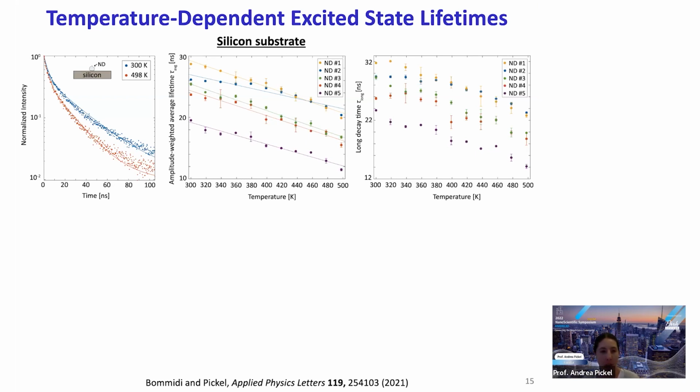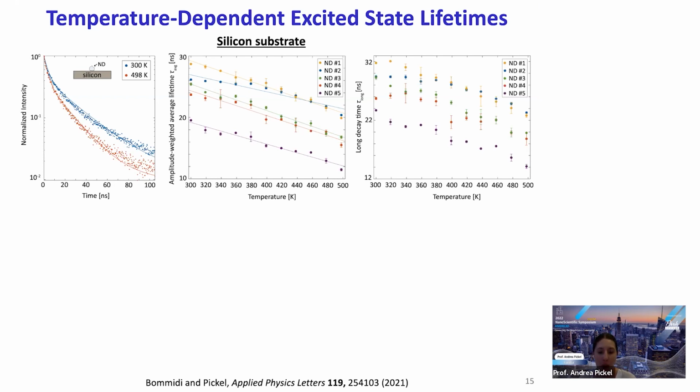And we fit the lifetime decay curves with a double exponential and get a longer decay component that's typically 25 to 30 nanoseconds at room temperature, and a shorter decay component that's typically less than 5 nanoseconds. And this agrees well with other room temperature measurements. So we can then plot the average lifetimes as a function of temperature for all 5 nanodiamonds that we have here. And we see that the average lifetime indeed decreases with temperature for all the nanodiamonds, with an average decrease of just over 30% over this temperature range.